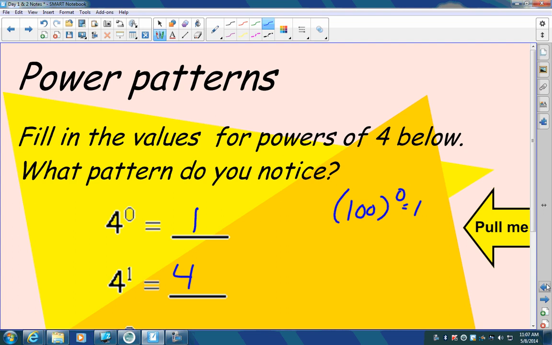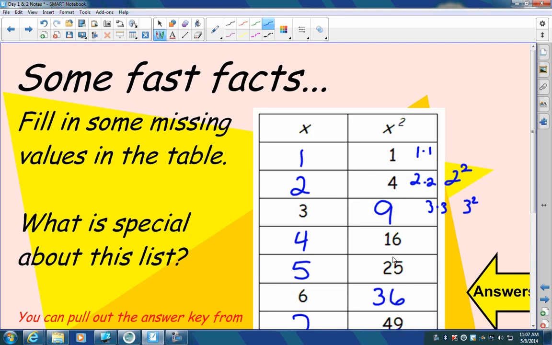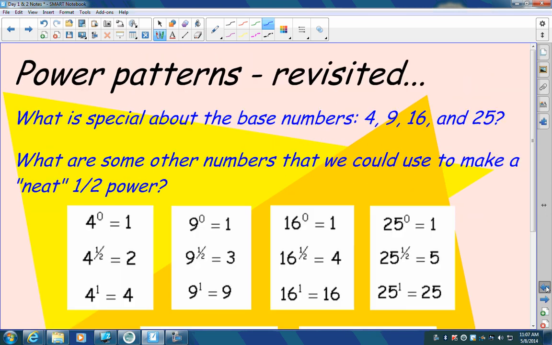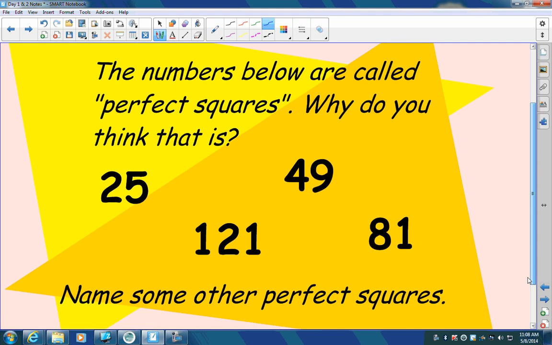Let me find it. Where'd it go? All of these over here. See how I said 1, 4, 9, 16, 25, 36? All of those numbers are what's called perfect squares. Why do you think they call them perfect squares? It makes an even number when you try and take the square root of it.